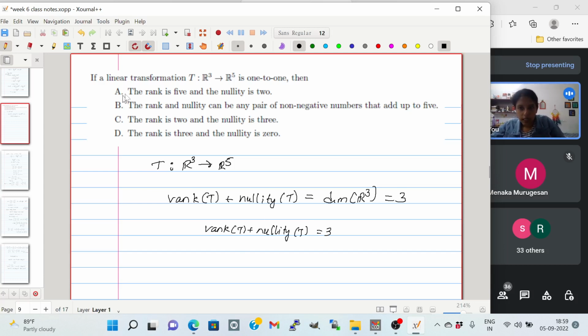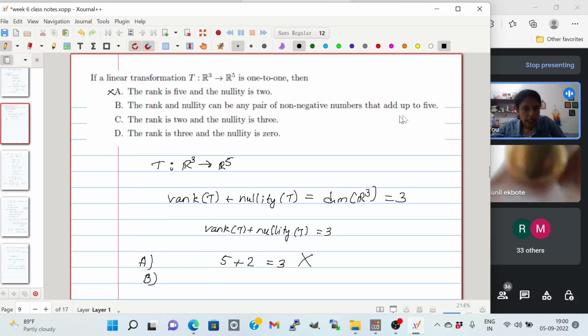Now, is condition A true? Here they are saying rank is 5 and nullity is 2. Is this possible? This is not possible. So we are discarding this condition. Now, what about B? They are saying rank and nullity can be any pair of non-negative integers that add up to 5. Is this true? No. It should add up to 3, right? This is also false. B is also false.